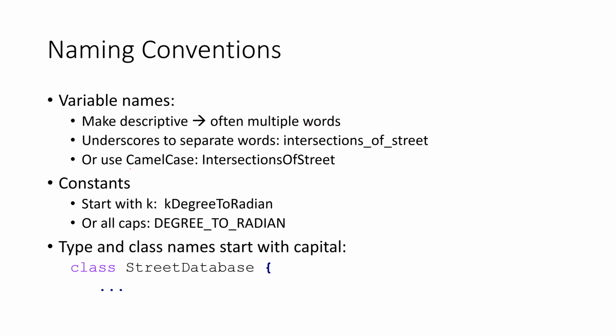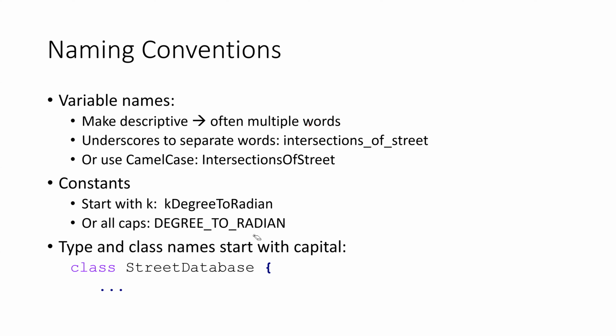It's nice to be able to tell what's a constant versus what's a variable very quickly. There are two common conventions. One is to put the letter K at the start to mean constant, or put the whole thing in capitals. Either of those is a pretty reasonable convention.